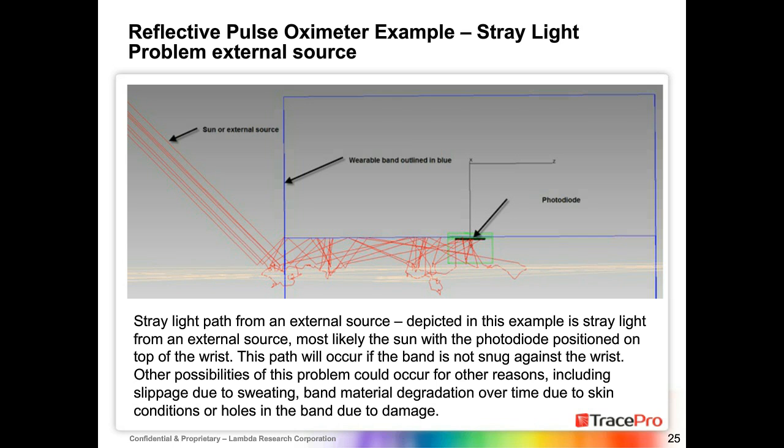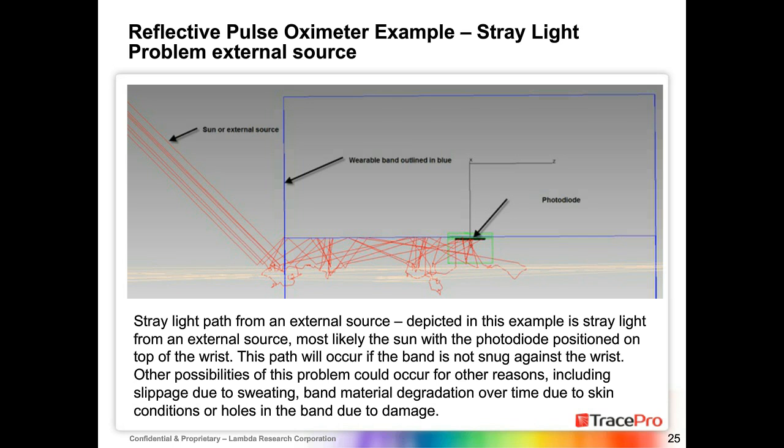This is going to cause some problems because this can occur just naturally because we have the band not tightened down enough onto the wrist. It could happen due to slippage due to sweating. It can happen because there are holes or cracks in the band due to material degradation, due to skin lotions or whatever that we've put onto the skin. And of course, there's a possibility of damage to the band itself, falling, a crack in the band, something of that nature, and light just gets in because of it.